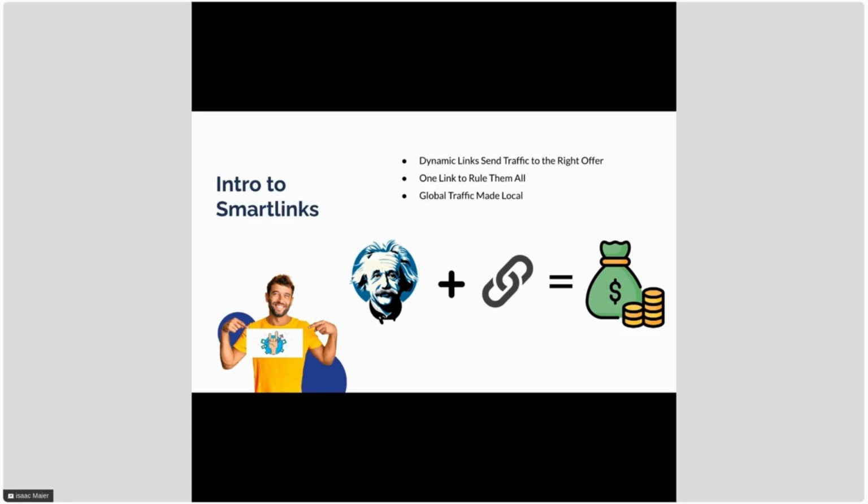If someone, for instance, speaks Spanish and has an iPhone, we can make sure that when they click on the link, they're being taken to a page specifically for iOS, and that's in Spanish. So they are more likely to make a purchase. So you can see here my expert equation that I've devised here. We have a genius, someone who's super smart, plus a link equals money.